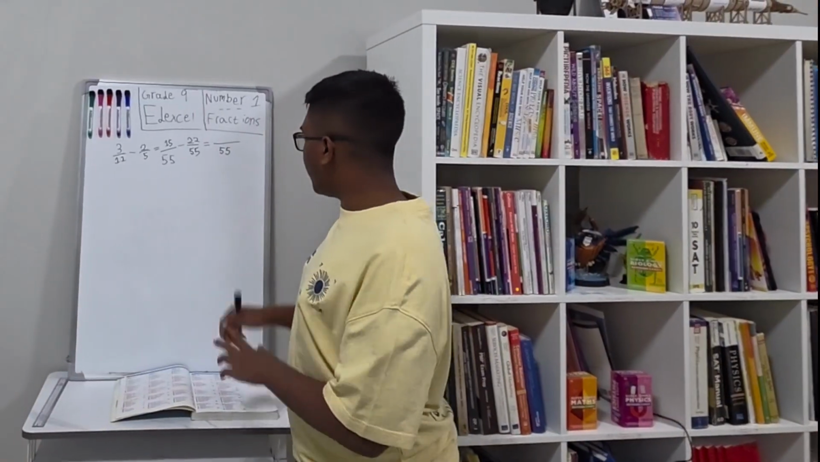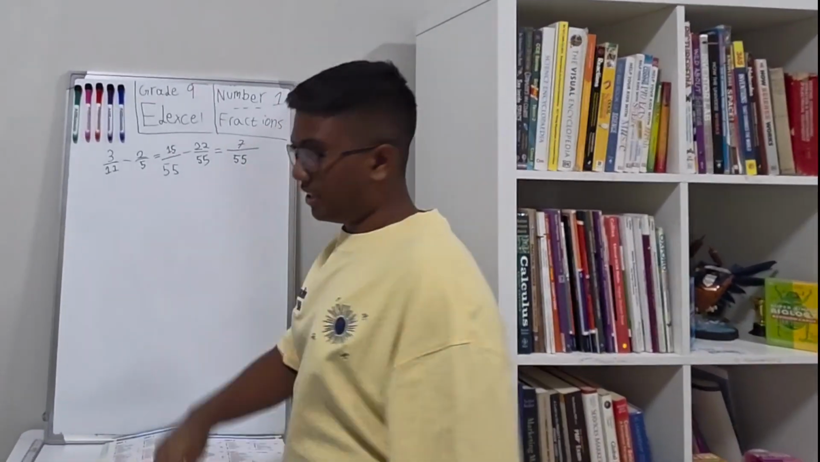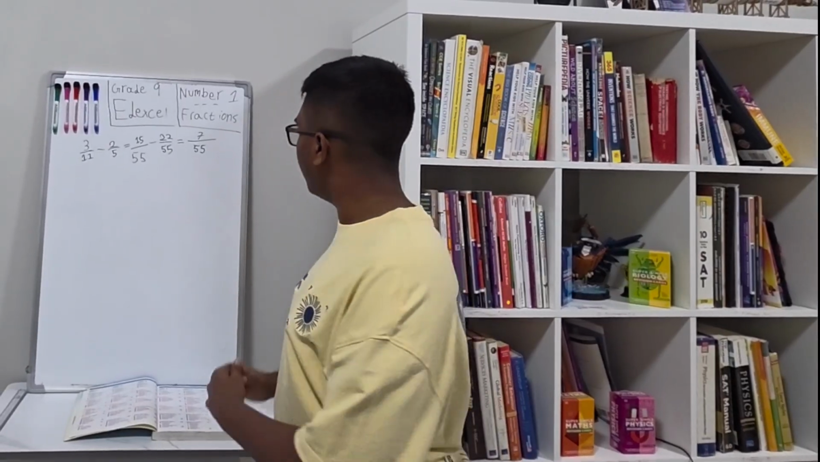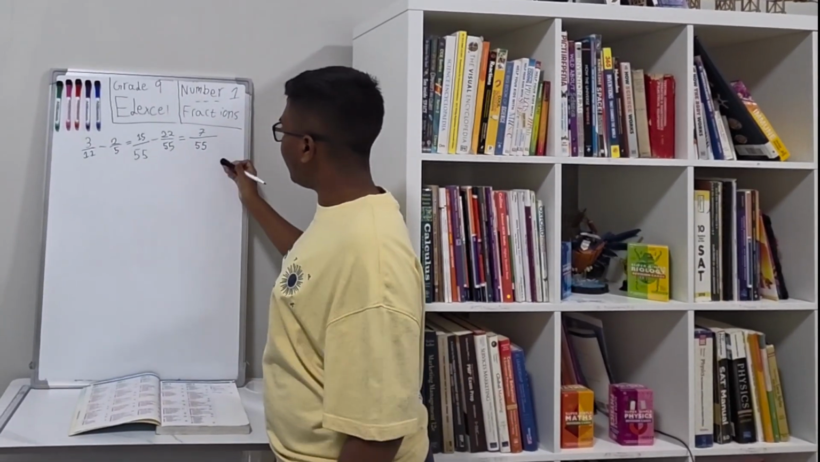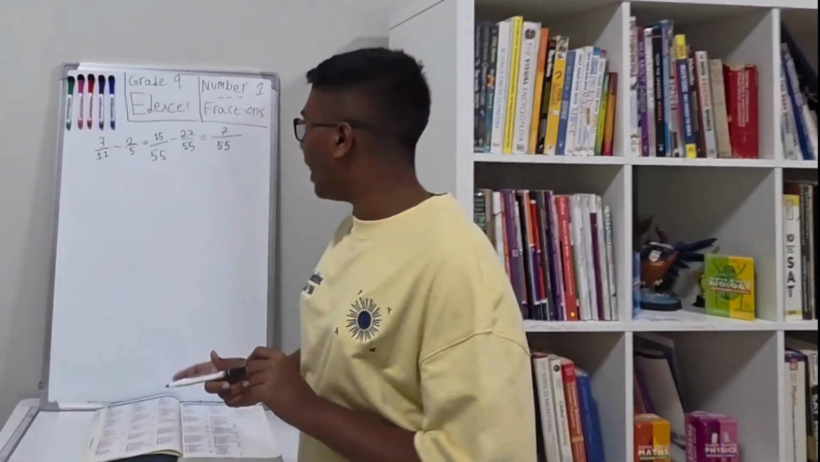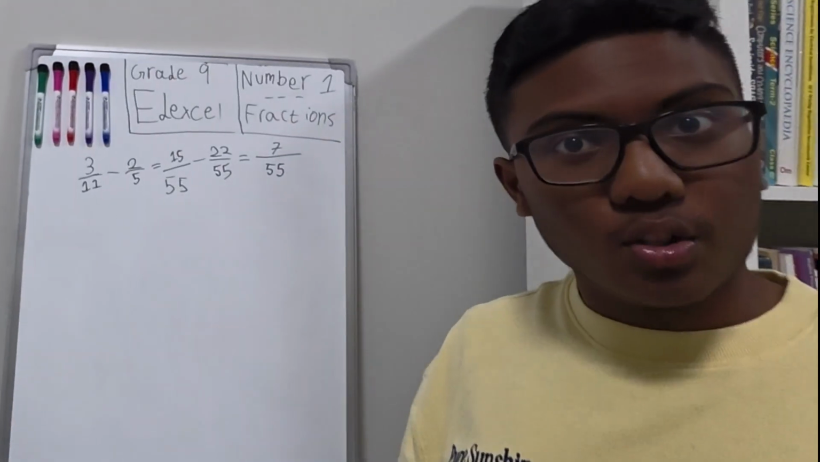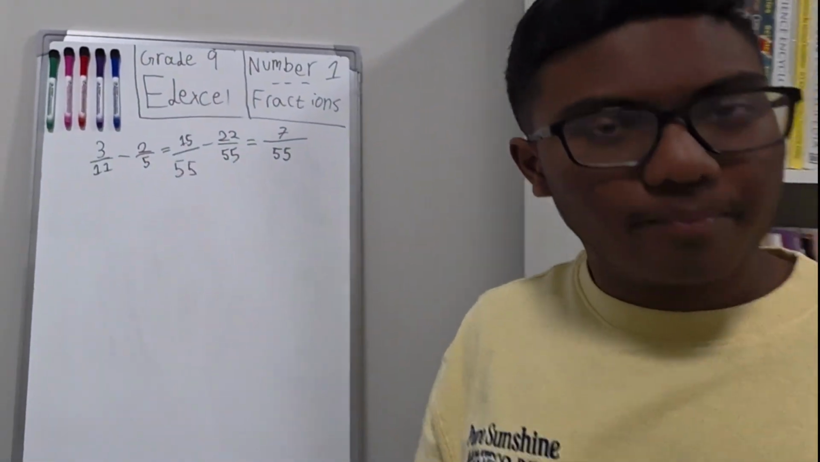Have you gotten the answer? If you said the answer was 7, you would be correct. Congratulations. So now we have our final answer, 7 divided by 55. But wait, you might notice a problem.